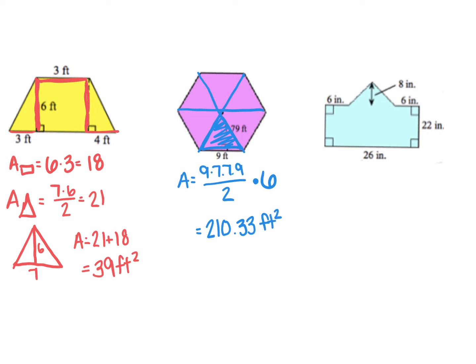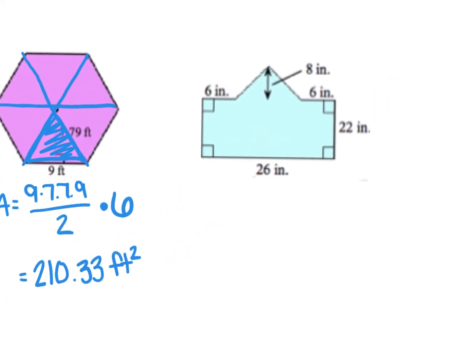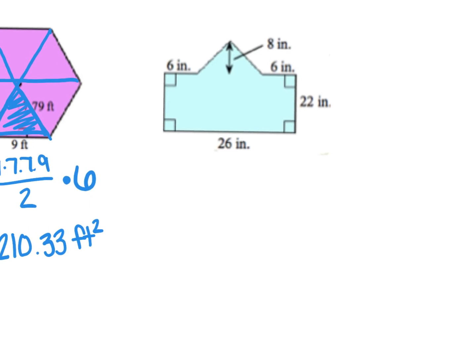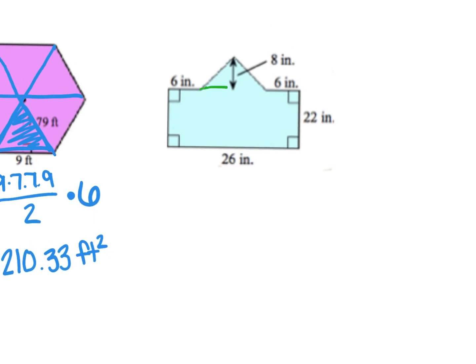For our final shape here, we have this strange looking rectangle that's got a triangle on top of it. So our easiest way to break this down is to split it like this. So I've got a rectangle and a triangle. So starting with my rectangle, the dimensions of that rectangle are 26 and 22. So we're going to do 26 times 22 to give us an area of 572 for just the rectangle.